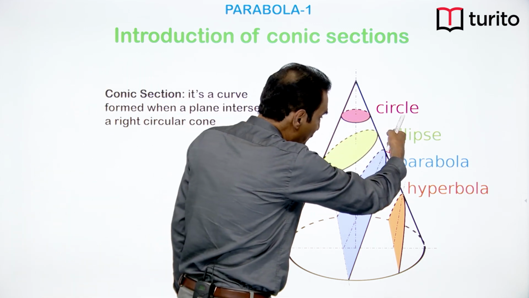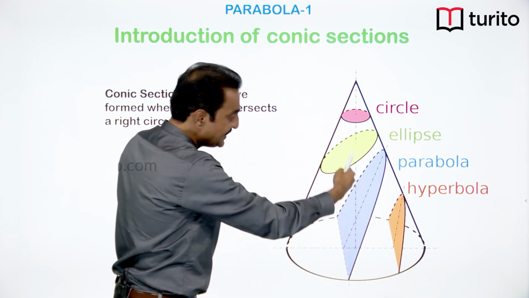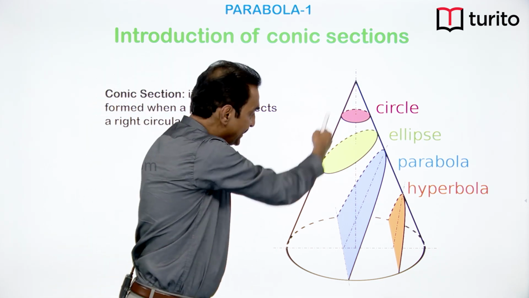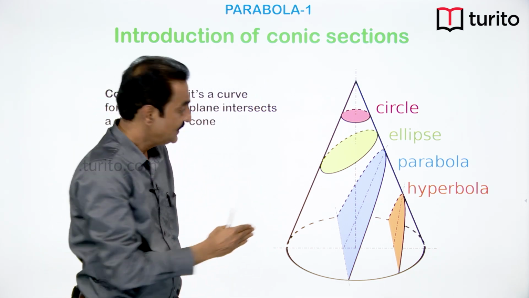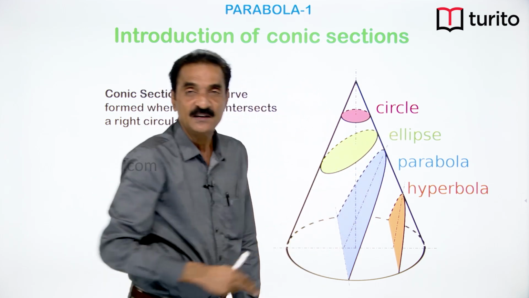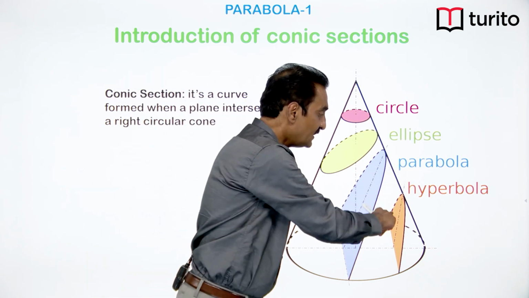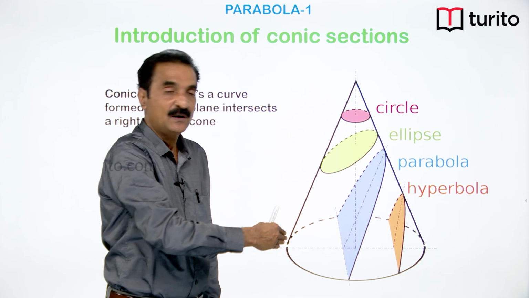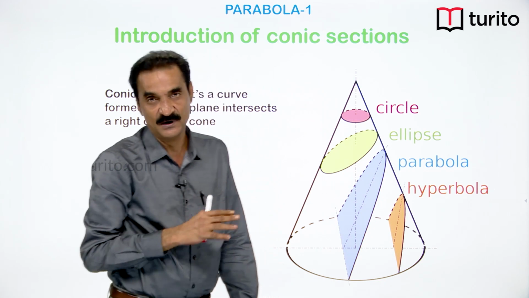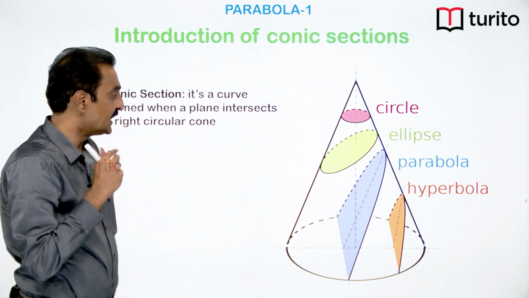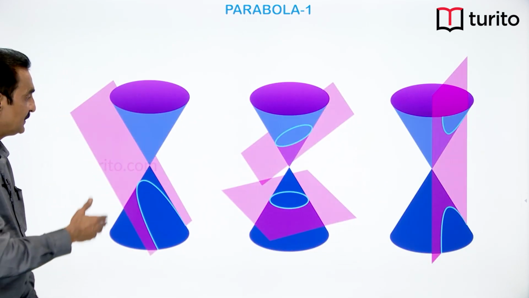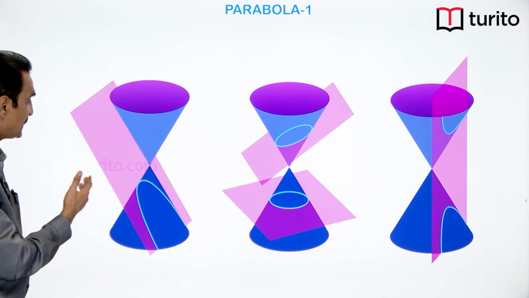And if the plane intersects like this, what does it mean? Parallel to this slant height. This can be called a generator or slant height. When the plane cuts the cone parallel to the slant height, the cross section is called a parabola. This is a parabola. And if the plane cuts the cone at any other angle in any other position, then the section is called a hyperbola. Let us discuss each one in detail. You can easily visualize what the conic sections are.